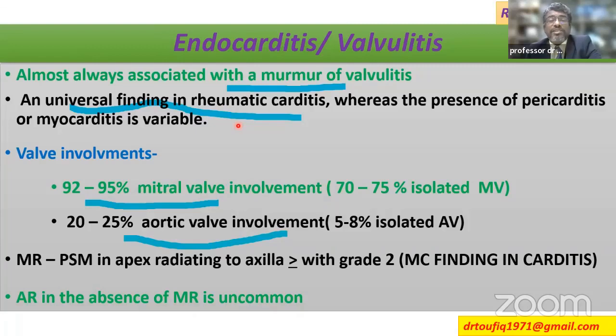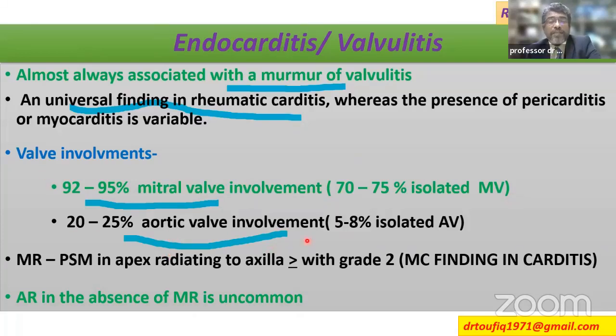Endocarditis is the first tissue that is usually involved, and pericardium is the last. So at first the endocardium is involved, then the myocardium, and then the pericardium usually. 90 to 95% mitral valve involvement usually occurs. We have already discussed that the mitral valve is the common valve that is usually involved in rheumatic fever, and 70% have isolated mitral valve involvement. 20 to 25% have aortic valve involvement.